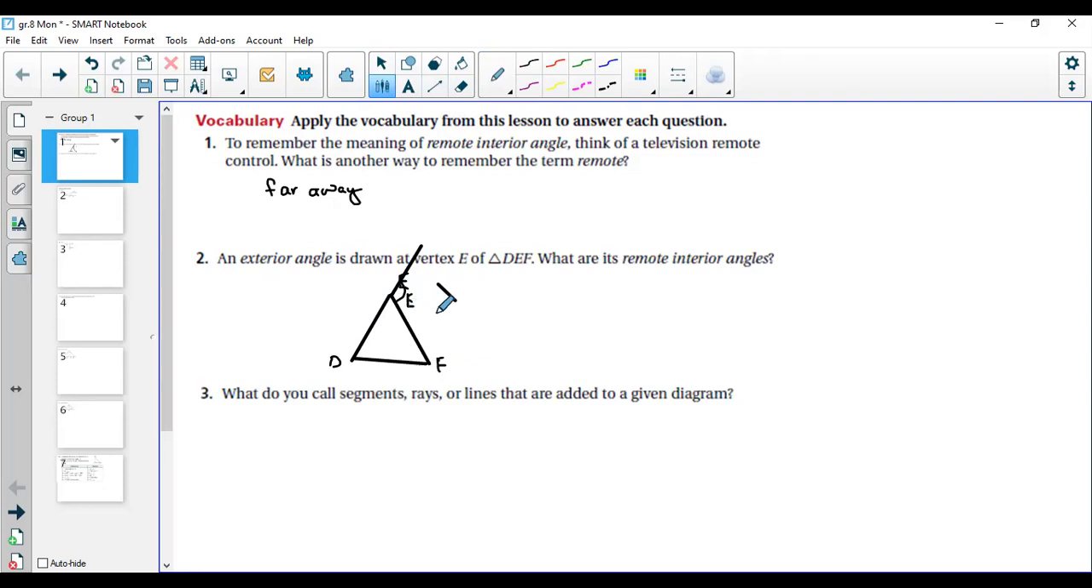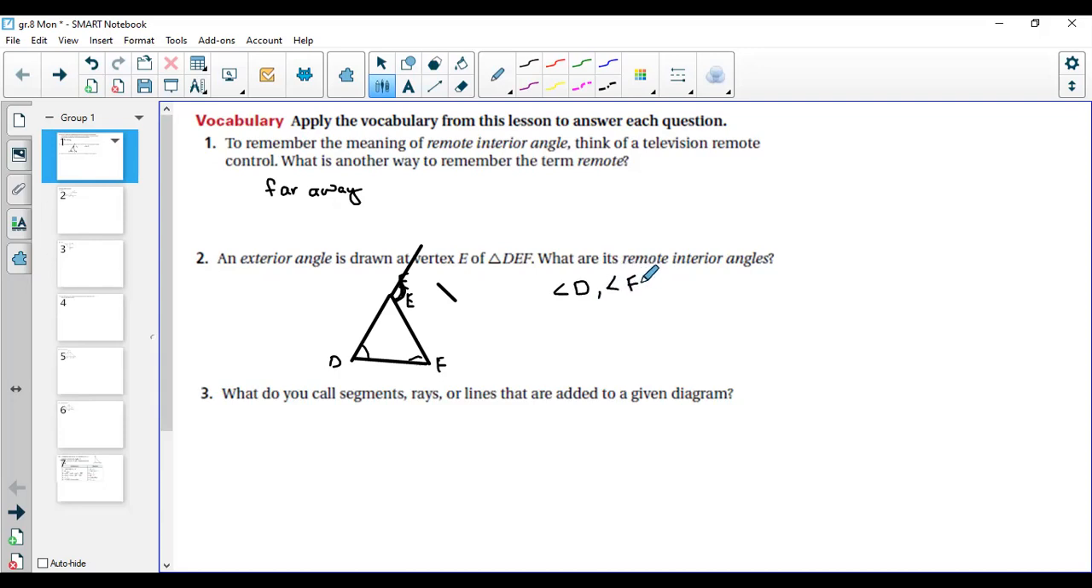Write it here. What are its remote interior angles? So which are the remote interior angles for this? Remote means far away. So which are the two far away angles? Angle D and angle F. So that's what they want you to write. Angle D and angle F.